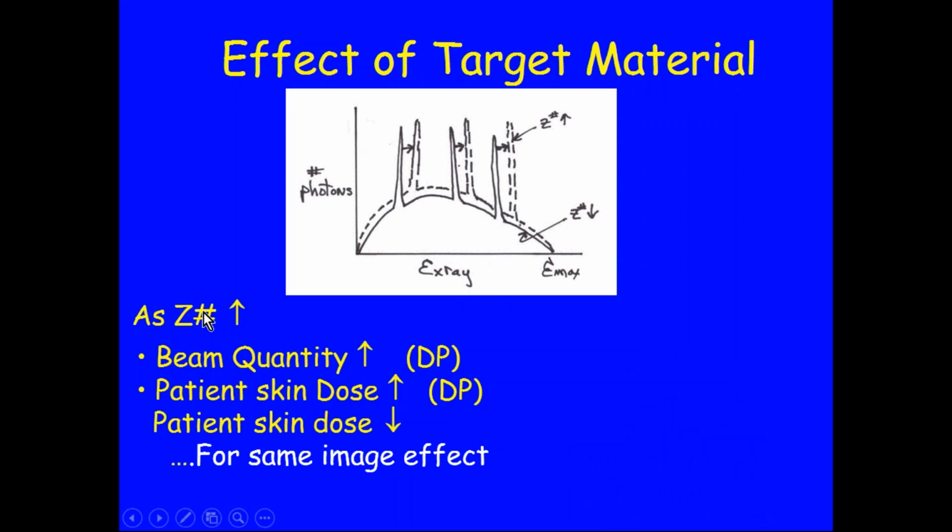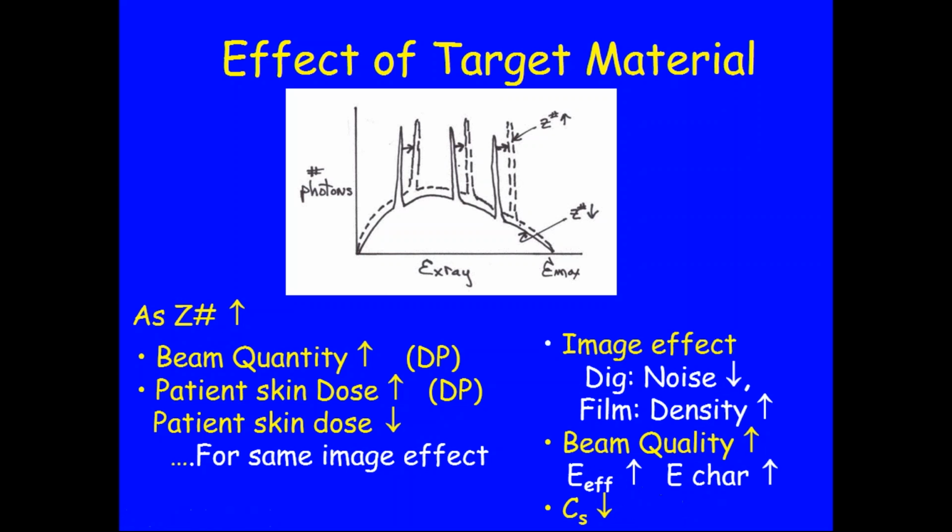But just like we saw that changing kV increases the penetrating ability, well then you can take that into account and match the same image effect and get less patient dose. That's going to also be true with the atomic number. And likewise for the image effect, if you go up in atomic number, you have more photons, the quantity goes up, well then your noise goes down. Same kind of discussion as before.